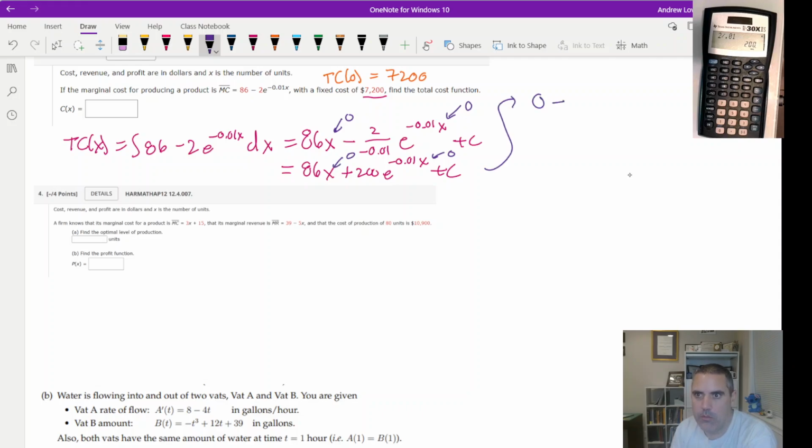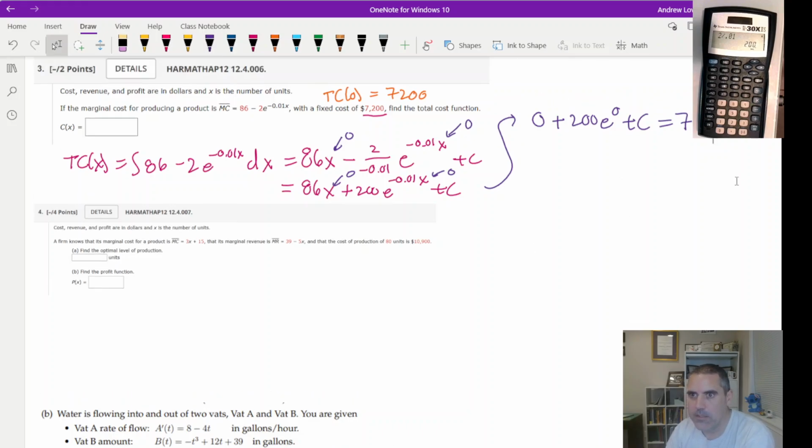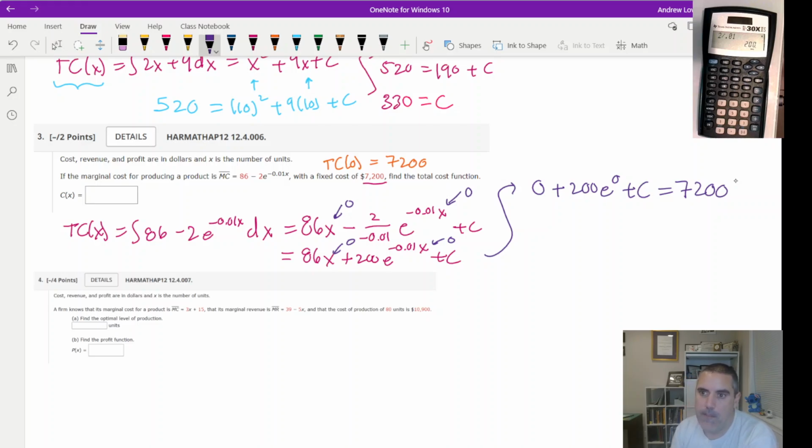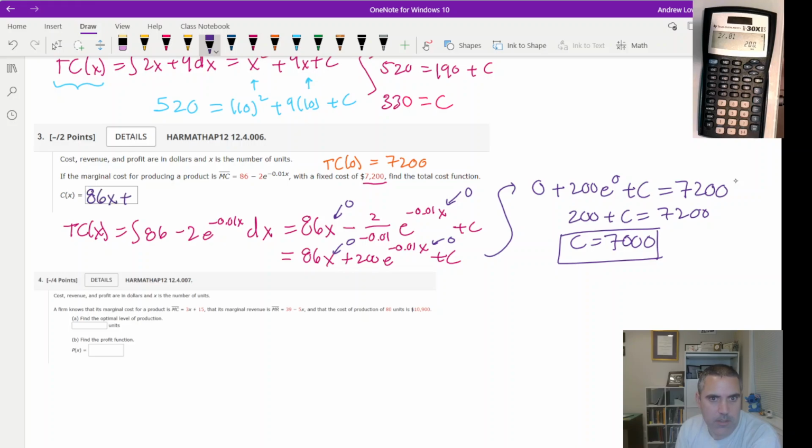So we need to get 0 plus 200e to the 0 plus c is 7,200. And that means 200 plus c is 7,200, and that means c is 7,000. And that's what you type in over here when you're all done. You write 86x, and you did this already. And again, the goal is, this course goes much easier if you make sure you don't leave that homework question until you understand it. But even now, we can get ourselves back up to speed.